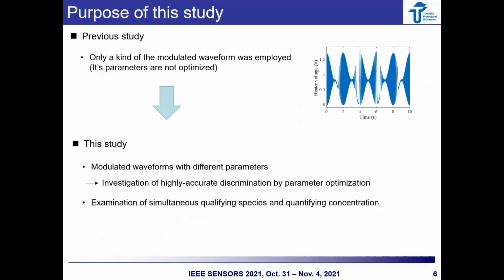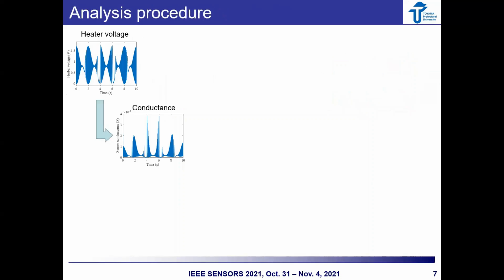Then, in this study, we employed several kinds of modulated waveforms with different parameters and investigated the discrimination with high accuracy by parameter optimization. Furthermore, employing the optimized waveform, we attempted to simultaneously discriminate the gas and quantify the gas concentration. In this slide, I explain analysis procedures.